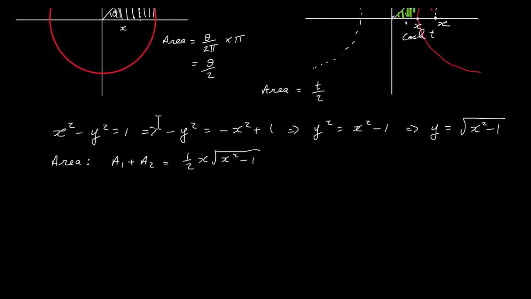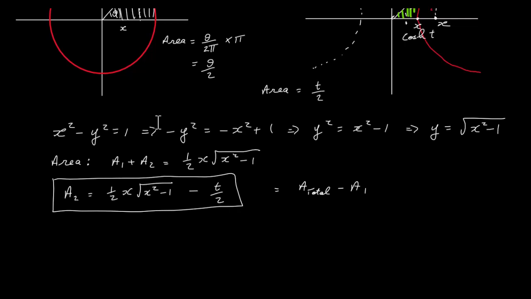So let's just write that out. Area 2 is going to be equal to half x times the square root of x squared minus 1 minus t over 2. And this is just a total, if you like, minus area 1. Okay, so we have an expression for area 2. What we're going to do now is look at finding another expression for area 2, equating these two expressions, and that should hopefully bring us where we want to go.